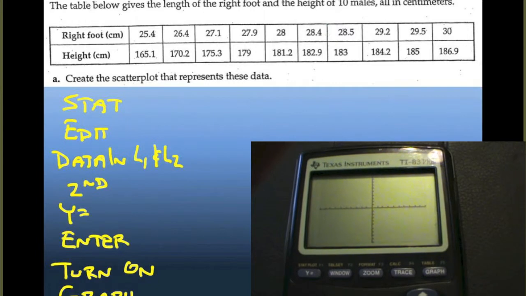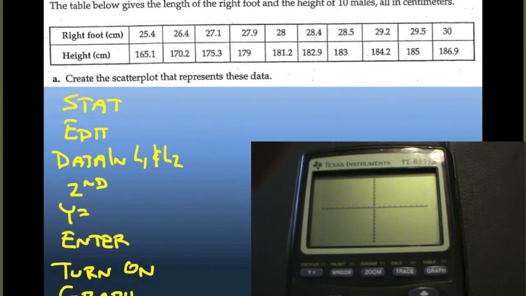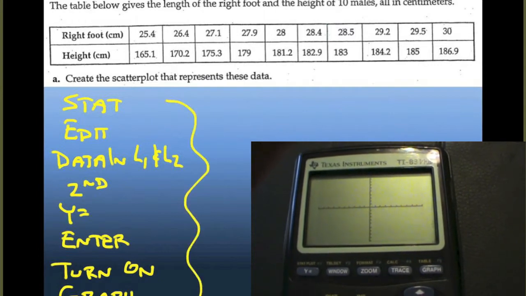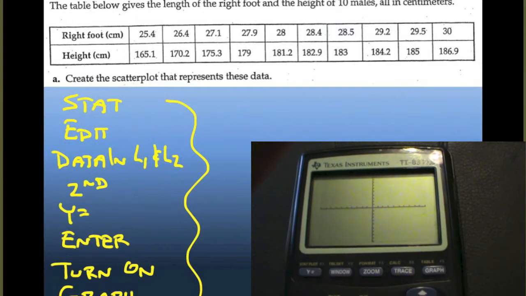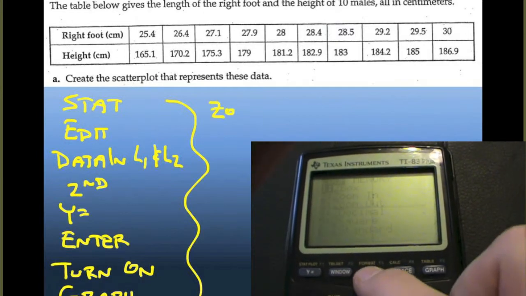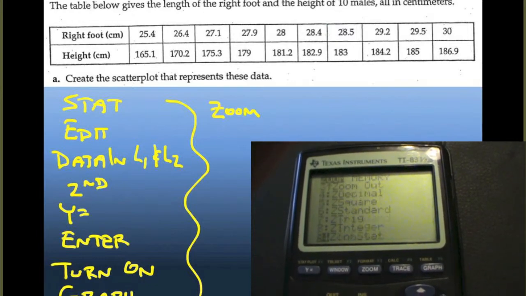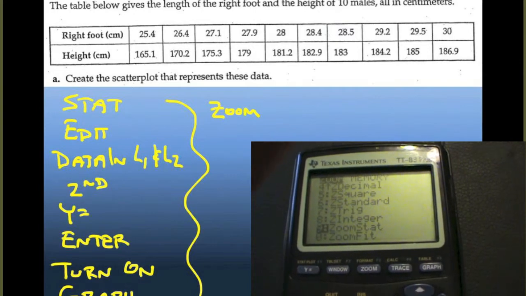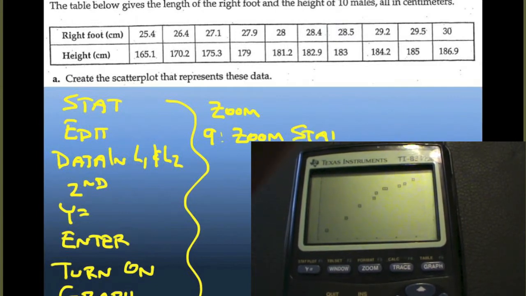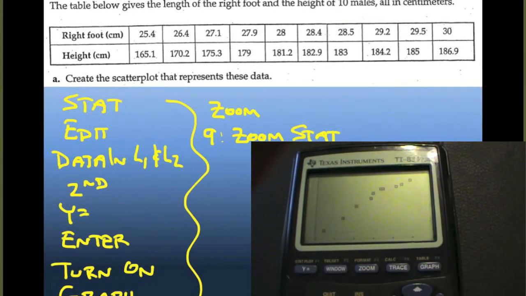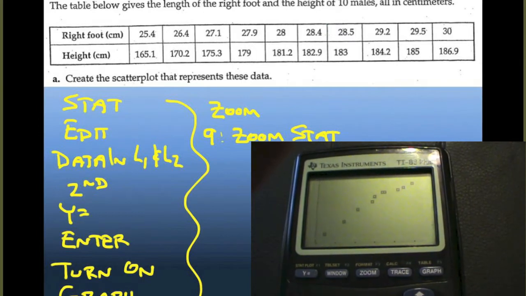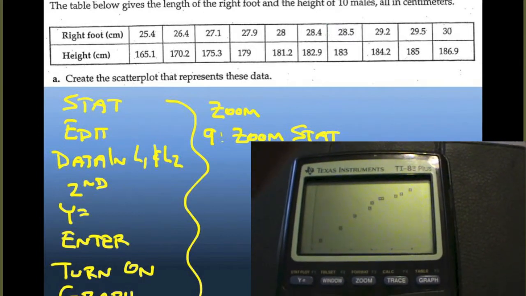When you do that, it's going to take you into your graph, but you'll notice that there's just an X and Y axis here. The problem is that it's not zoomed in the right way so that you can see exactly what you are graphing. So push the zoom key and scroll down to 9, which is zoom stat, and hit enter. It takes you into your graph. You'll notice a bunch of different points. They're not connected. It is a scatter plot.